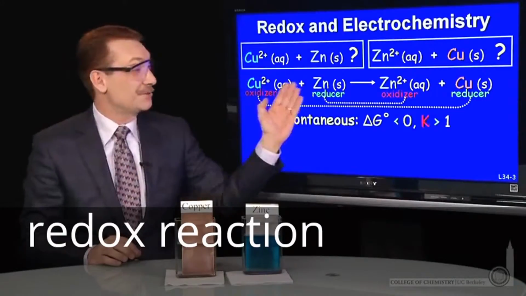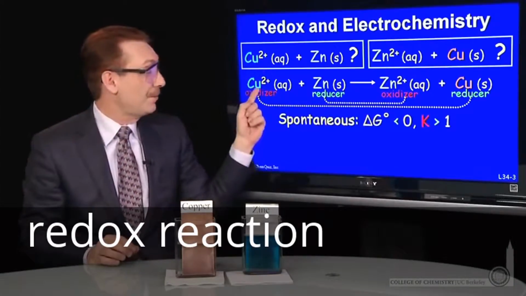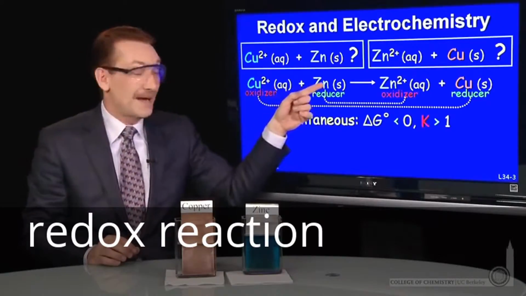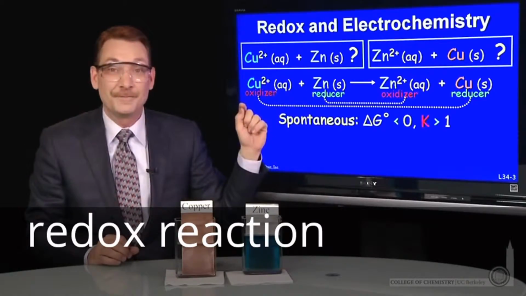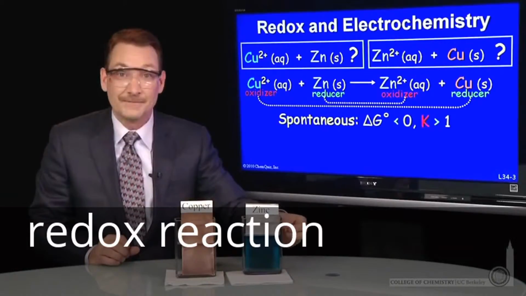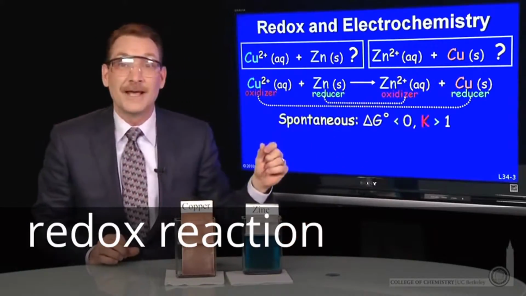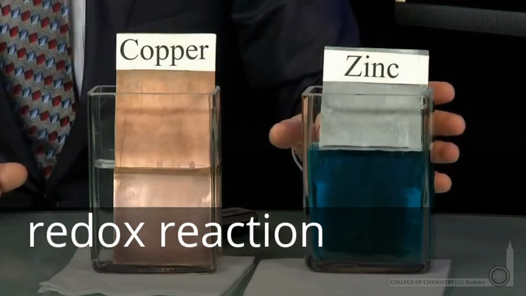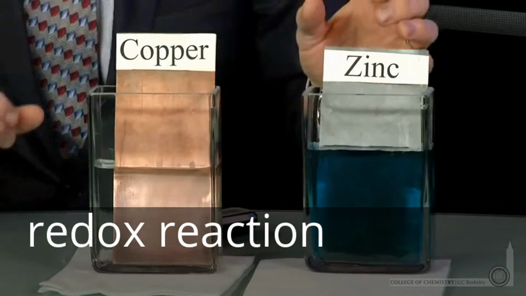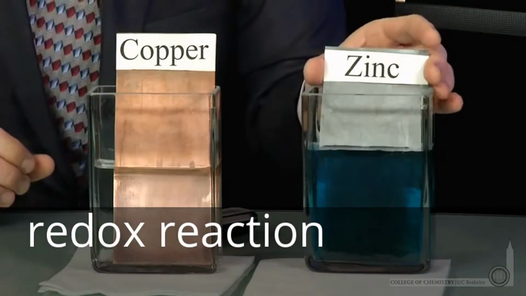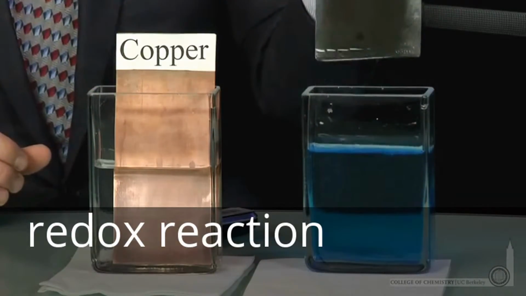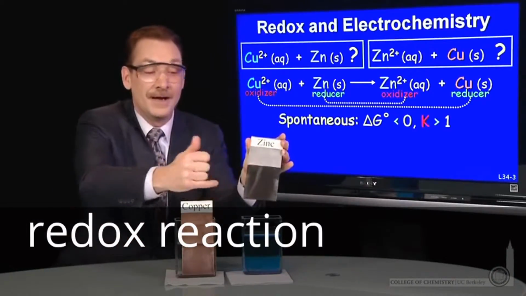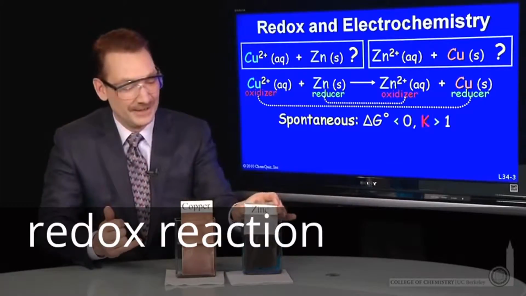What we expect is this reaction to go in this direction, for copper ions from this blue solution to accept electrons from the zinc, forming zinc ions and copper metal. And where does the copper metal end up? The copper metal ends up plating out onto the zinc metal. So as I pull out now the zinc, you can see it has a film of copper metal deposited on it.